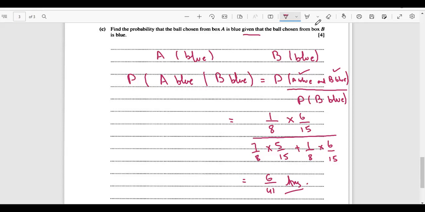So we are done with conditional probability. Now we will talk about binomial distribution. So I'll stop sharing this and I'll again switch to my whiteboard.